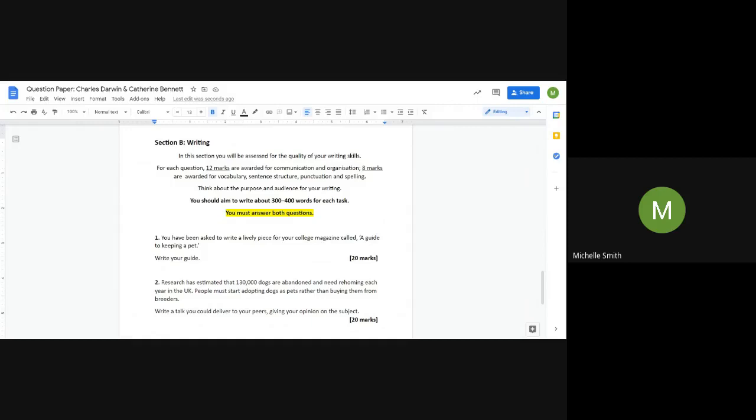Okay, so I'll just briefly go through what it'll say on the exam paper. It'll say in this section you're being assessed for the quality of your writing skills. For each question, 12 marks are awarded for the communication and organisation of your writing, and the remaining 8 marks are awarded for your vocab, your sentence structure, your punctuation, your spelling and your grammar. So think of it as 12 marks are for the content and 8 marks are for the SPAG.